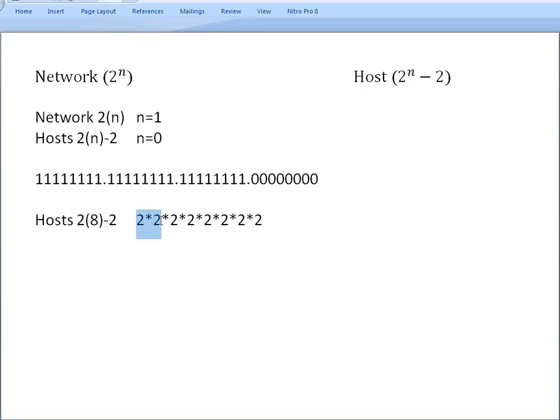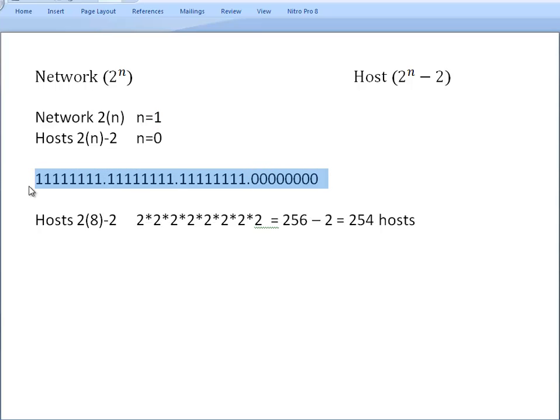So 2 times 2 is 4, times 2 is 8, times 2 is 16, times 2 is 32, times 2 is 64, times 2 is 128, times 2 is 256. So this is 256. We don't forget the minus 2, so it's 254. So with 8 zeros, we can have 254 hosts, because we found that out from the formula. I don't want to do it for the networks, 2 to the 24, because that's going to be quite a big number, but that's the idea. For the networks, we look at how many ones there are. For the hosts, we look at how many zeros we have.